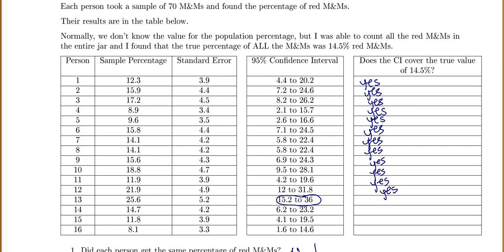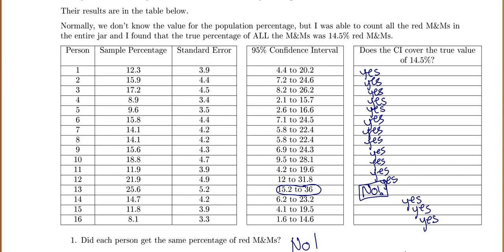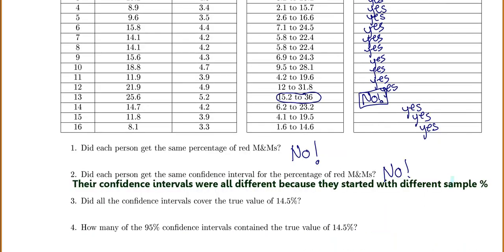Until I get to 15.2 to 36. That one did not contain the true value of 14.5. So this one was a big fat no. Then 6 to 23, yes, that one contains 14, yes, and yes, barely. So, did all of the confidence intervals contain the true value of 14.5%? No, but most did.